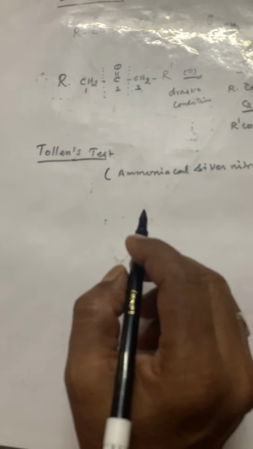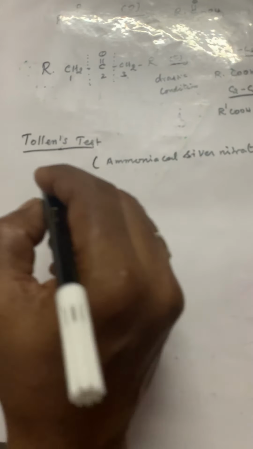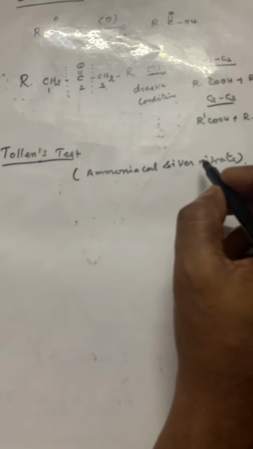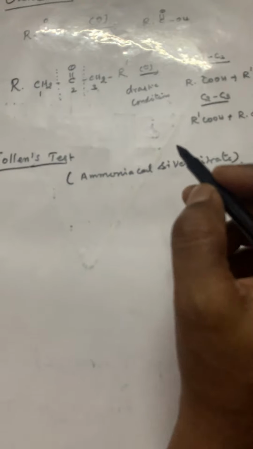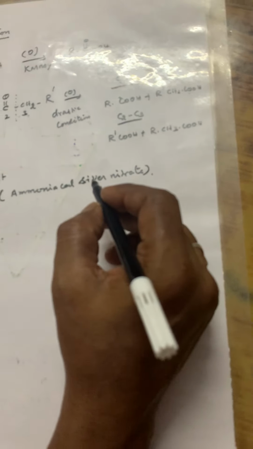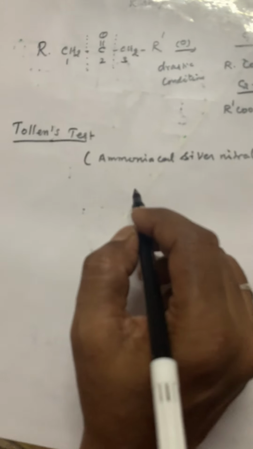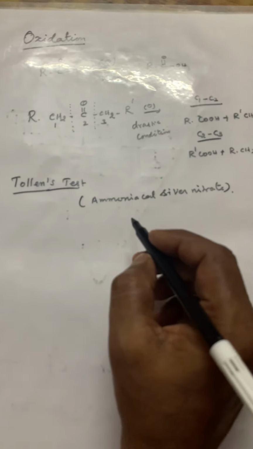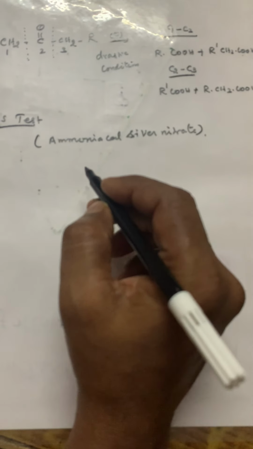That is Tollens reagent. How do you do that test? The test is very simple. You take freshly prepared Tollens reagent and add it to the test tube containing 1 ml of aldehyde, and heat it with the help of a water bath for 5 to 10 minutes. It gives a silver mirror. Only aldehyde gives it, ketone does not.